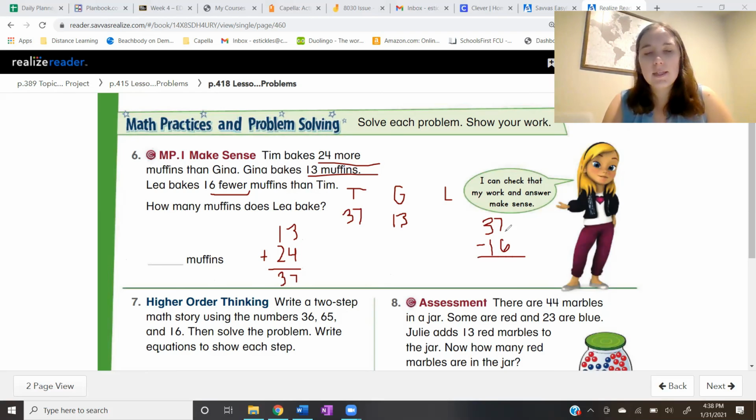So let's see, 7 minus 6. Oh, this is nice and easy. That's 1. And 3 minus 1 is just 2 tens. So Leah baked 21 muffins. Check that out. She baked 21 muffins. That's our final answer. It says, how many muffins does Leah bake? 21. Fantastic job, friends. You guys are doing a great job with this.